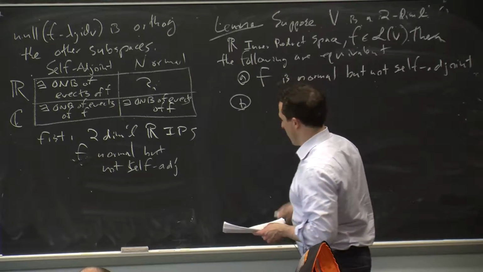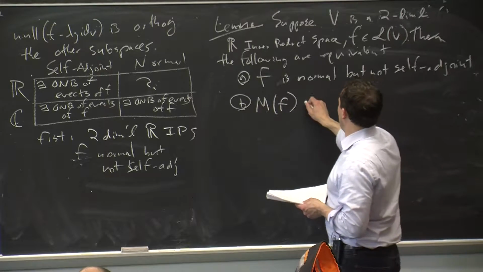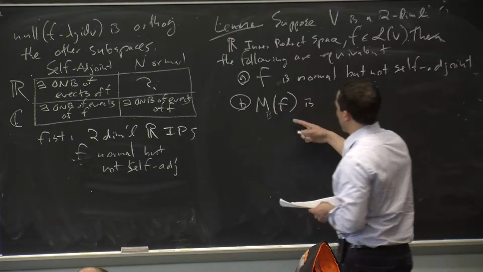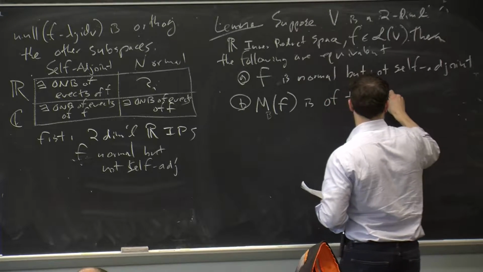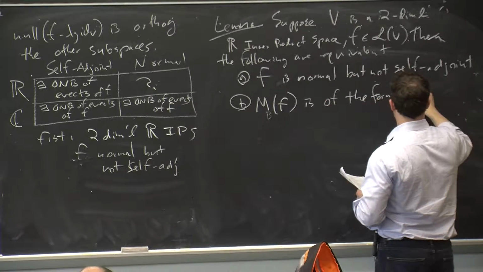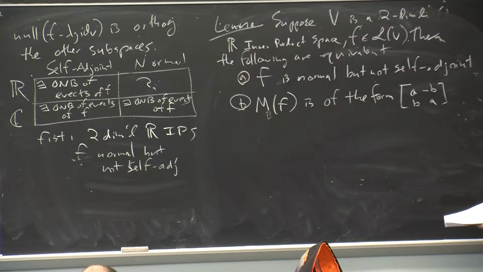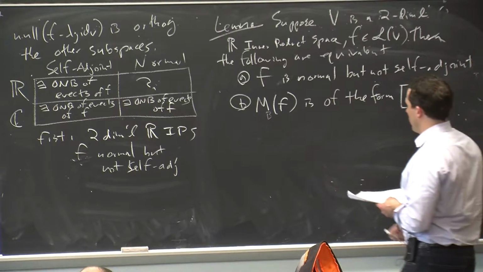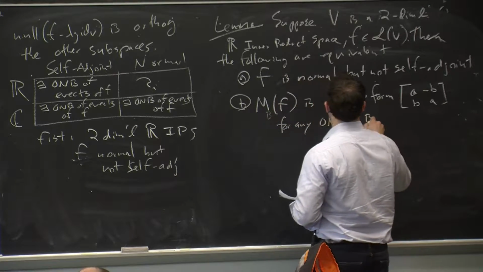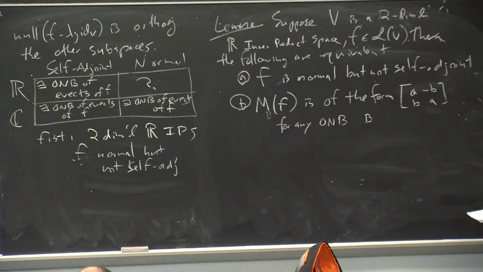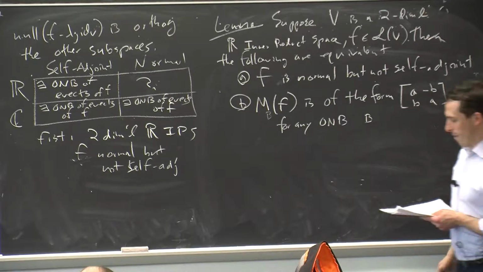One characterization of what that means is that the matrix of F, and I should say there's a basis, right? So the matrix of F is of the form A, minus B, B, A. Which is a very particular form. It only has 2 parameters instead of 4. And that's true for any orthonormal basis. So no matter what orthonormal basis I choose, I get something of the form A, minus B, B, A. Of course, the A and the B change, but they always have that pattern.